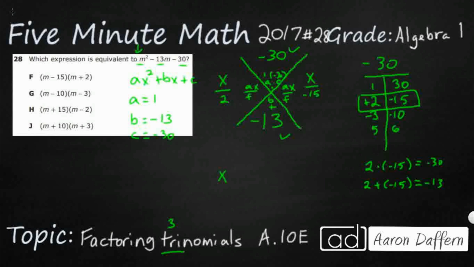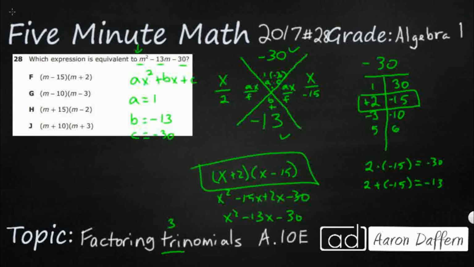And then we just write these as binomials. The numerator, x, and that's a positive 2. And then the numerator, x, and that's a negative 15 as my denominator. X plus 2, x minus 15. If you want to FOIL it out, that's x squared minus 15x plus 2x minus 30. That does get us down to what we started with. They're m's, but you get the point. And so this is what we are dealing with right here. I need an m plus 2, m minus 15, and we have it right here as f.